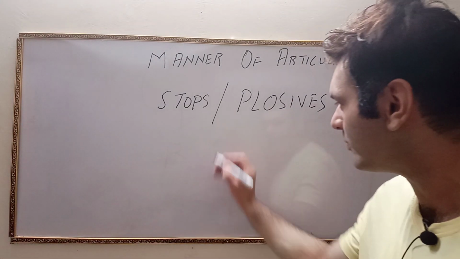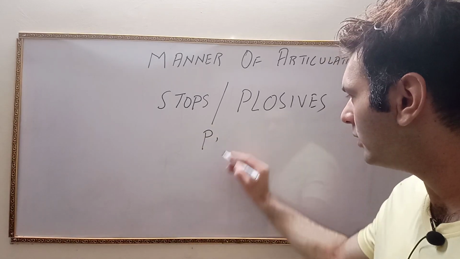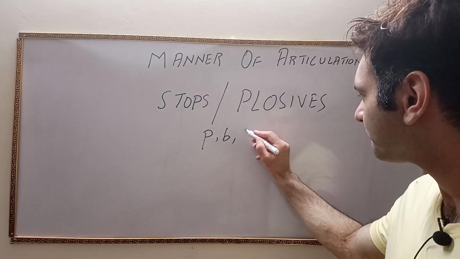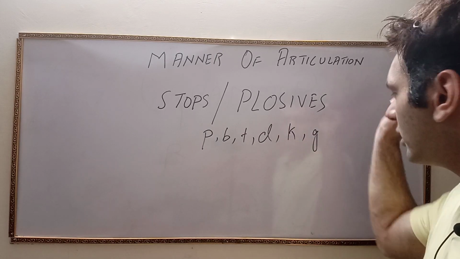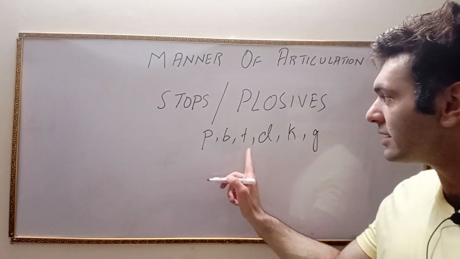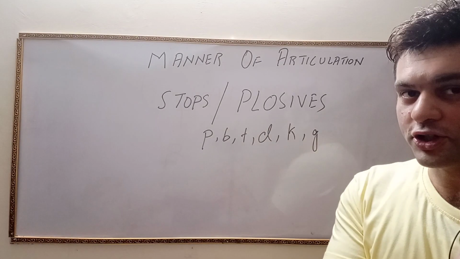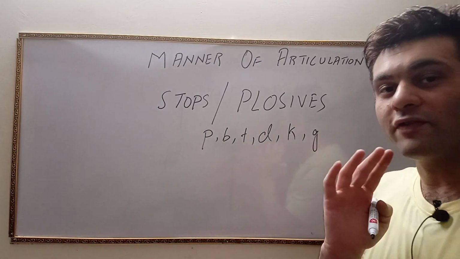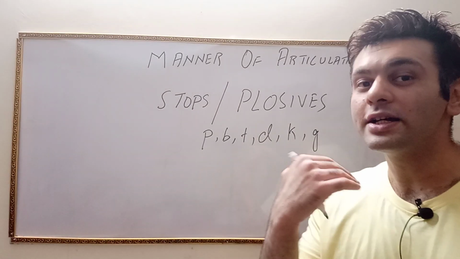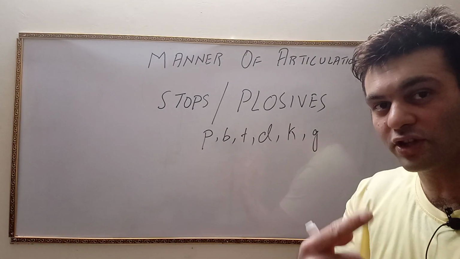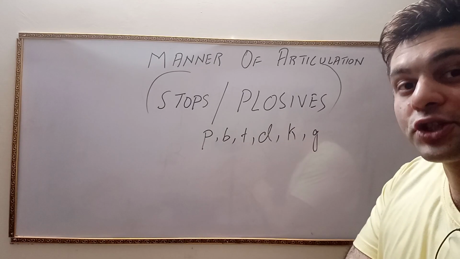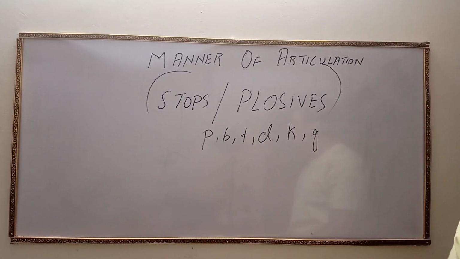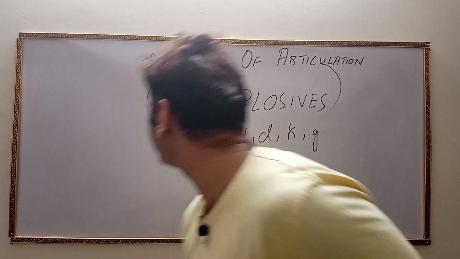So what are those phonemes? Pa, ba, ta, da, ka, ga. These are known as plosive consonants. Why? Because we pronounce them in a certain manner, and that's the reason they are put into the classification of stops. Now let's move toward the second category.